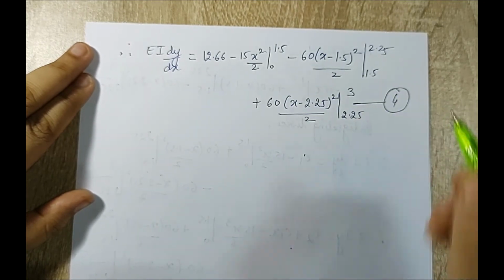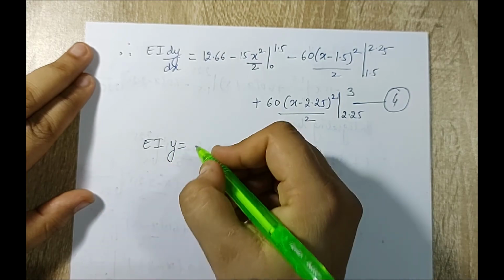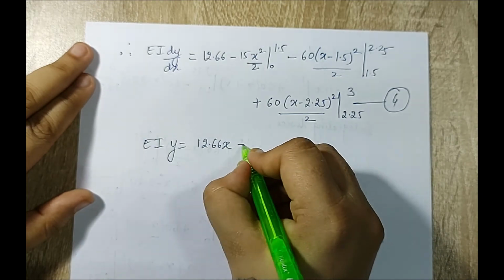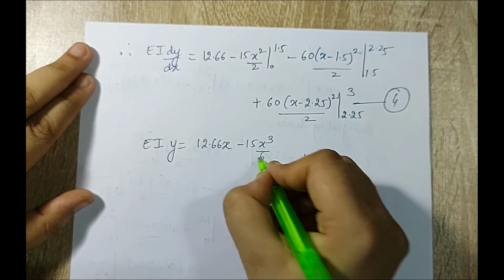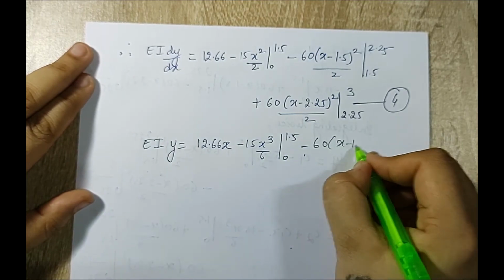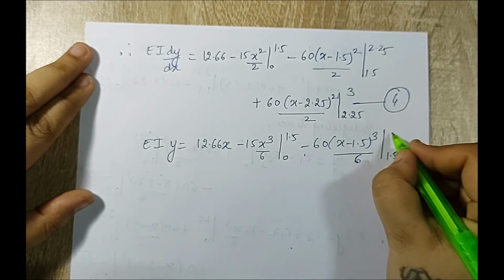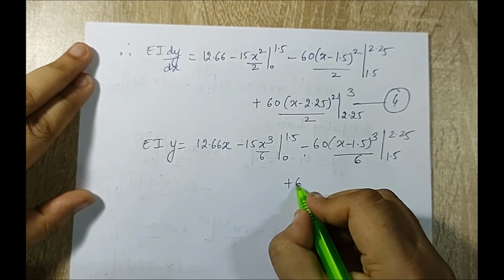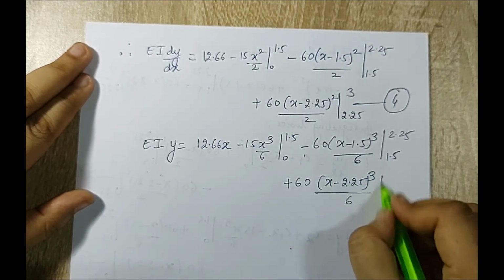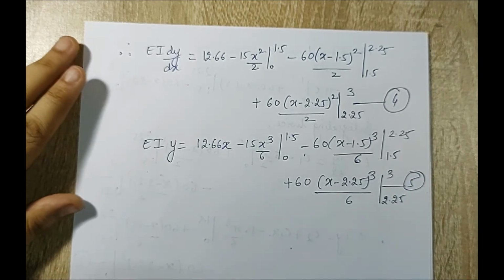I mark this as equation 4. Next equation is for deflection. EIY is equal to 12.66 into x minus 15 into x cube by 6 from 0 to 1.5 minus 60 into x minus 1.5 cube upon 6 from 1.5 to 2.25 plus 60 into x minus 2.25 the whole cube upon 6 from 2.25 to 3. This becomes my equation number 5.